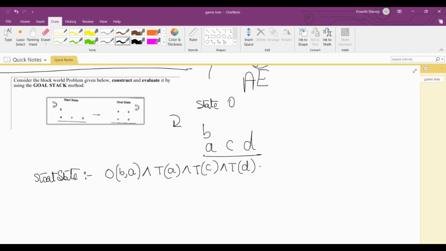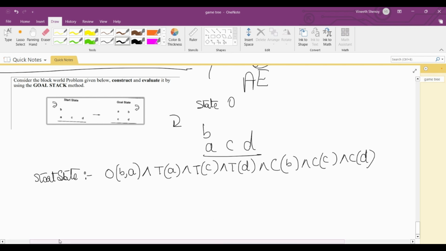Then we'll use the next condition. What do we have after on table? We have clear of. So which are the blocks that are clear on the top? The top of the block is clear. You have B, C, and D. So we can write CLEAR(B), CLEAR(C) and CLEAR(D).